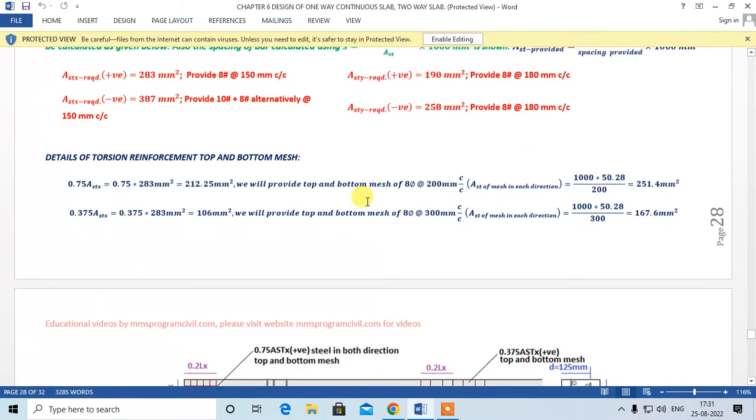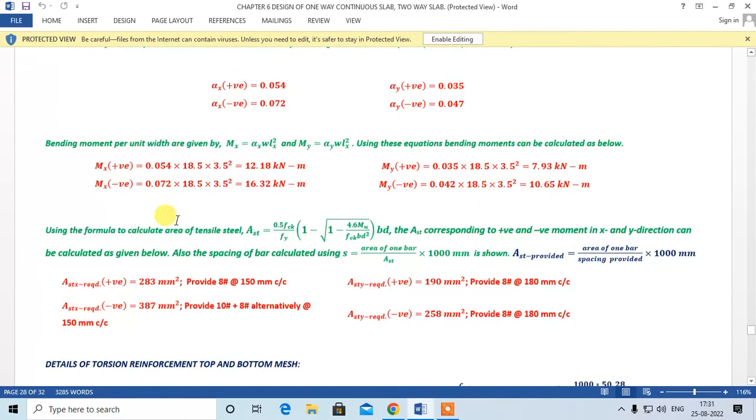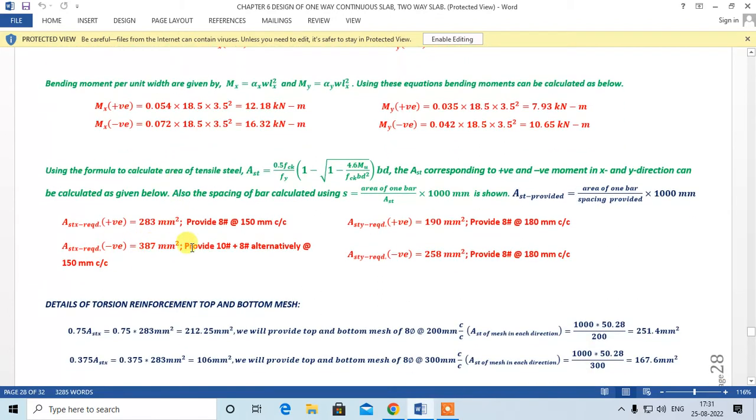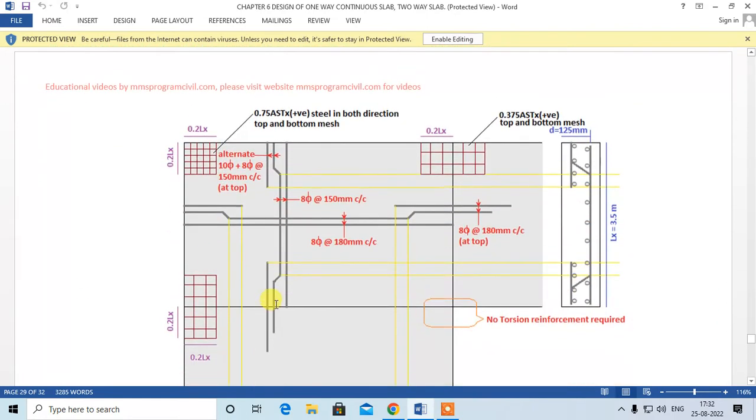Now similarly we come to Mx negative. For this, the Ast required is given, and we are providing 10 plus 8 alternately at 150 center to center. This is top steel. Mx negative will give a hogging moment, for which we have to provide steel at the top. So this bent-up bar will go at the top. So this is 8, this is 8 bar.